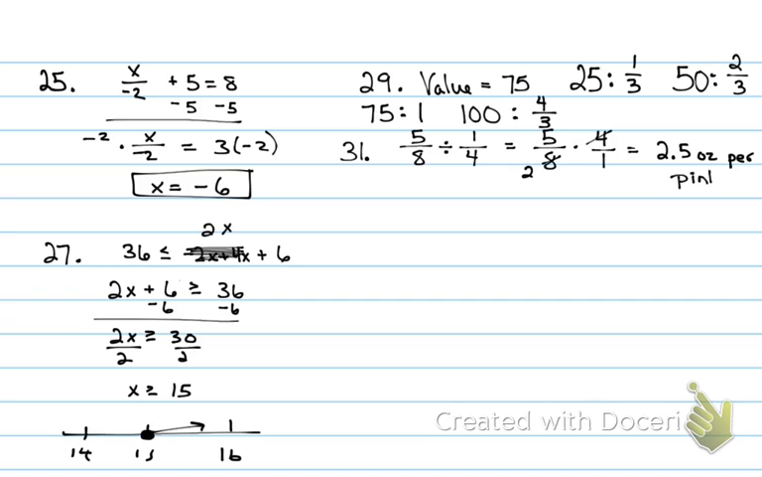So I know that it's 5/8 of an ounce per quarter pint, but to figure out how much for 1 whole pint, that's how I found my answer, 2.5 ounces per pint.